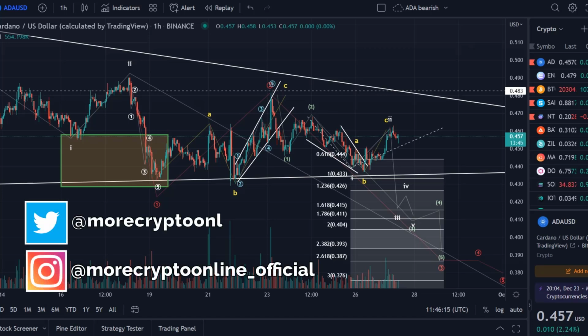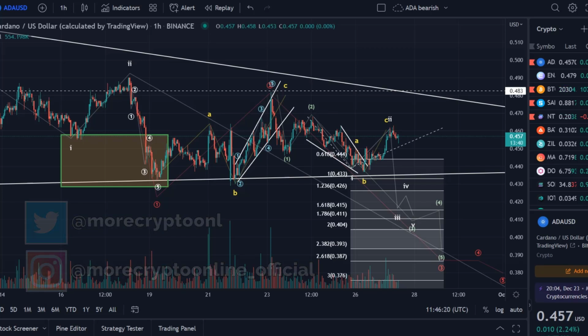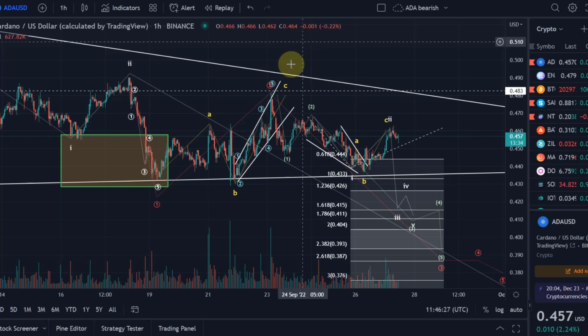Just really a quick middle of the day update here. No change to the previous scenario. Really just updating because I know a lot of people want to see these multiple ADA updates during the day, but we are still in the downtrend here.